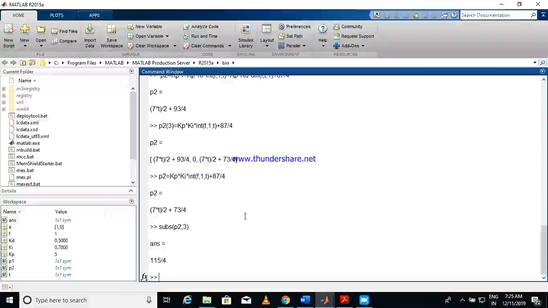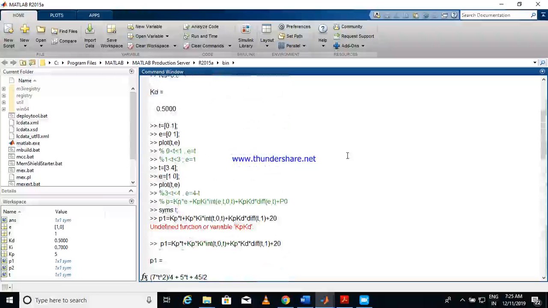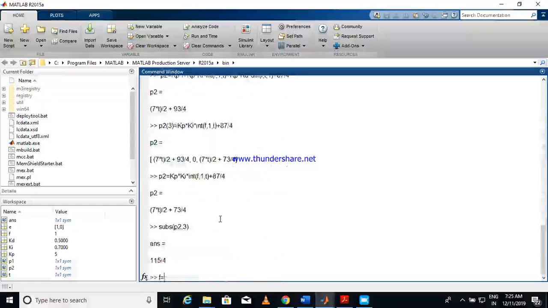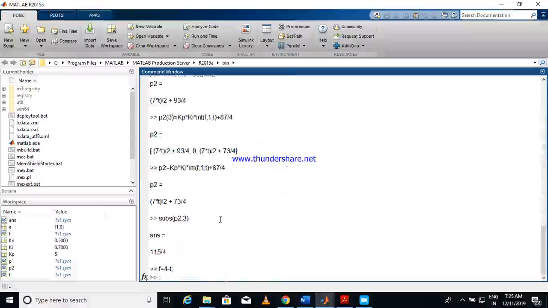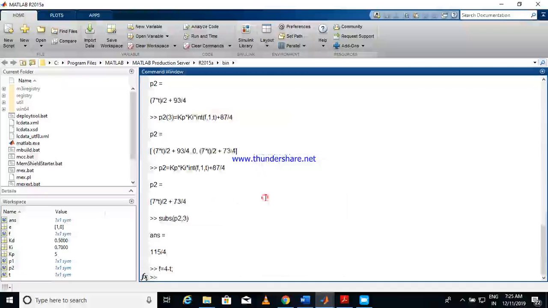So now if I go to the third segment, what is the function for the third segment? That is 4 minus t. Okay, so that should be 4 minus t. I am writing. Now I am going to P3, the third segment.